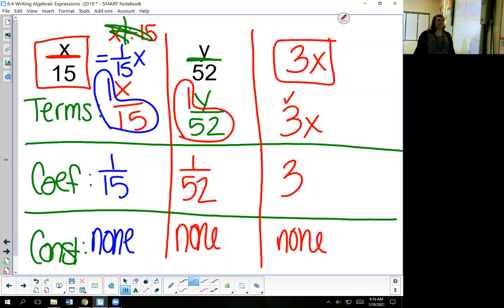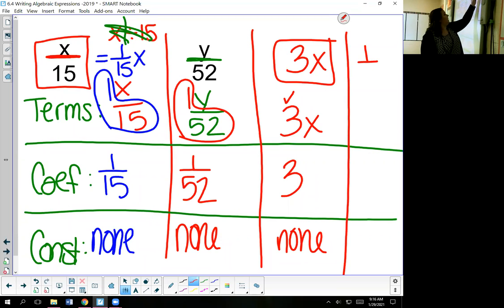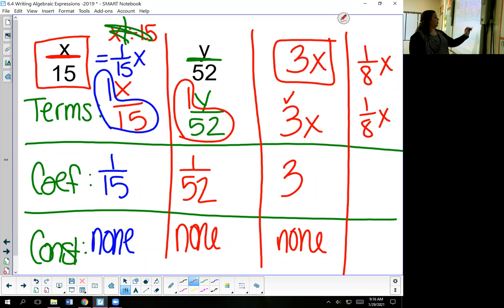Even if it looked like this, 1/8 x. That's still multiplication and division, right? It's lumped together, 1/8 x. What's the coefficient? 1/8. What's the constant? There isn't one. So again, I'm just trying to show you where it is different. It's okay to not have a constant. Don't think that you always have to have one. Okay, so hopefully that helps.